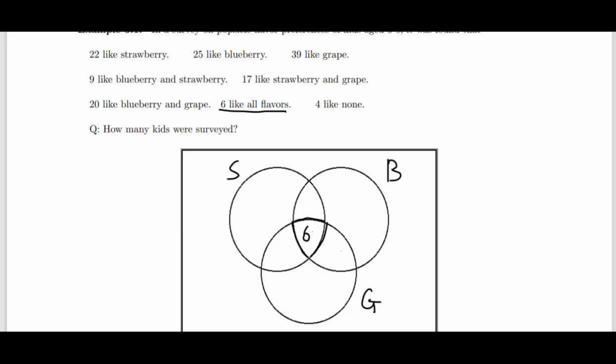So then let's go back. 20 like blueberry and grape, so both of them, blue and grape, 20. Here's 6, so we know this is 14, right? Then 17 like S and G, so this is 11, right? And the 9 like B and S, so we can put this as 3, right? Just use this way, we can figure this out. Then the 39 like grape, so we can find this. I think we can put 8 numbers here, right?